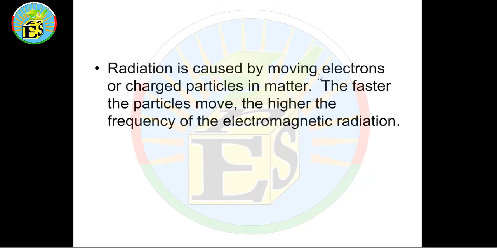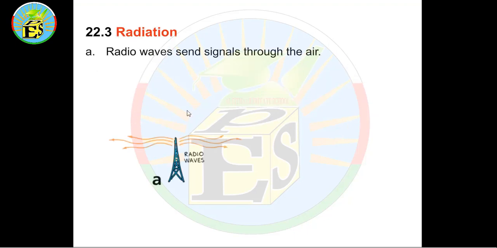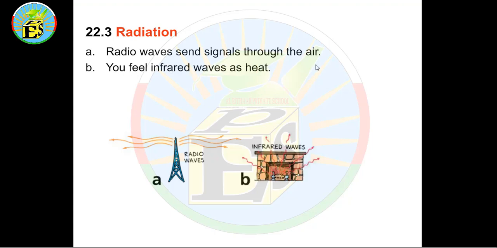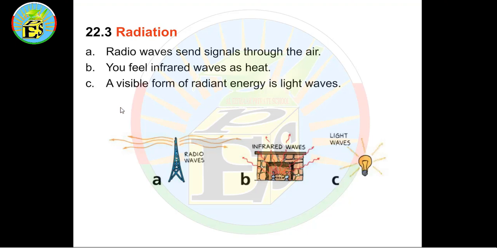Radiation is caused by moving electrons or charged particles in matter. The faster the particles move, the higher the frequency of the electromagnetic radiation. Radio waves send signals through the air. You feel infrared waves as heat. A visible form of radiant energy is light waves.